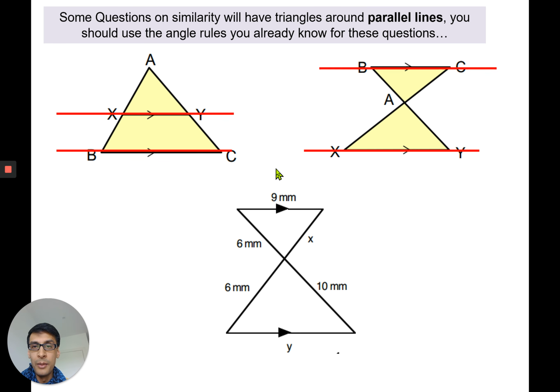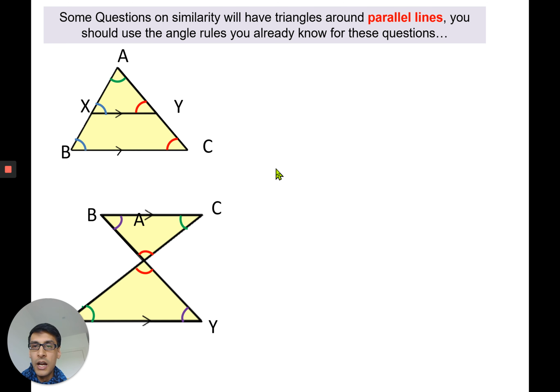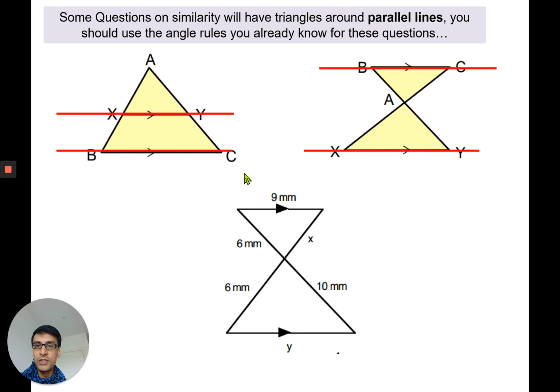And I've got a little animation to show you. So let's break it down here. With the triangle on the left, you can see that this angle here is going to match that angle there, and that angle there is going to match. Let's use the letters. Angle ABC is equal to angle AXY, and we can also say AYX is equal to ACB.